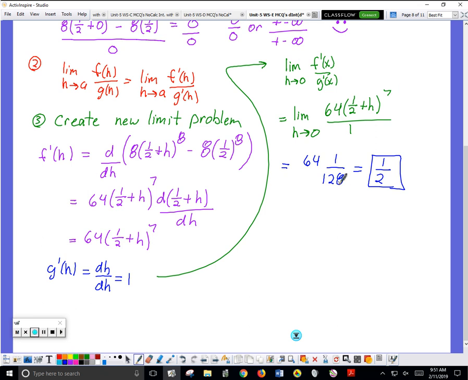2 points for Hayden. That's it. That's L'Hopital's rule. We're finding the limit as h approaches 0. So we're trying to figure out what's the value of this function when h is really close to 0. We figured it out.